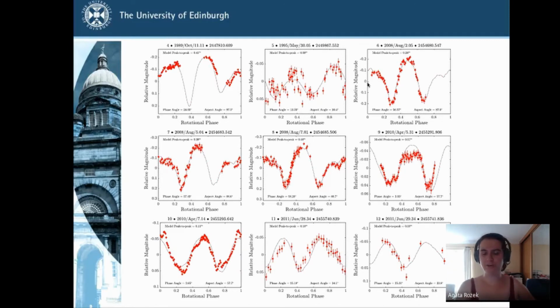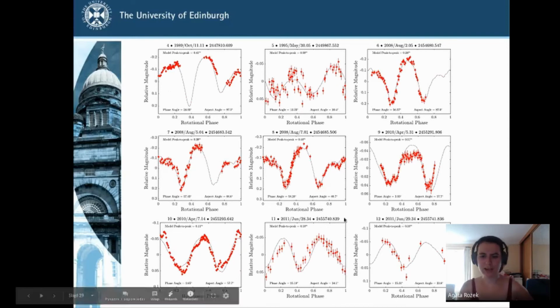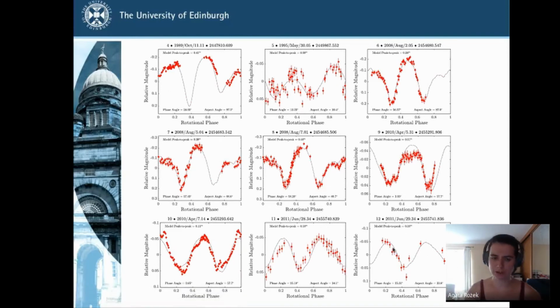And this is a collection of light curves for one of my asteroids collected over 22 years. Sorry, I'm really bad at maths, 22 years. There are light curves from 1999 all the way to 2011 and even further. That didn't fit in this picture, but you can see the horizontal axis is the rotational phase of the asteroid.